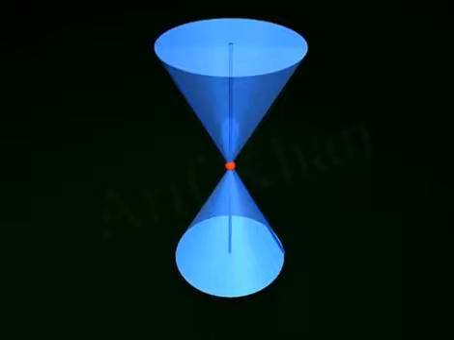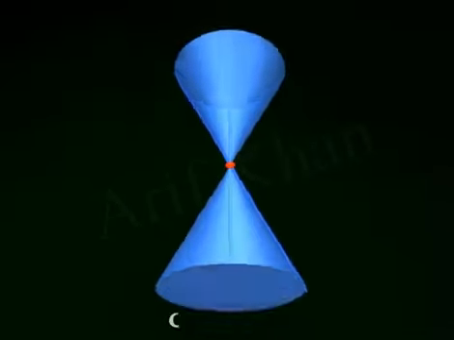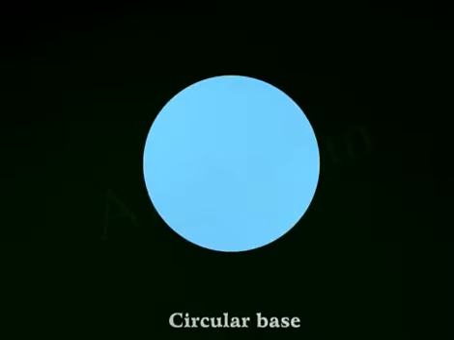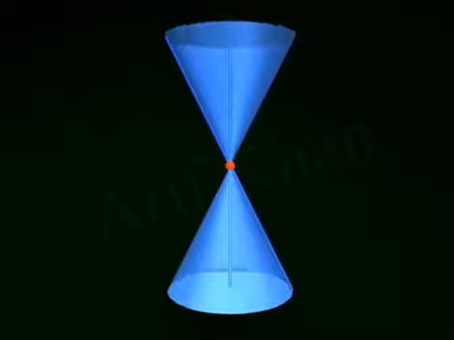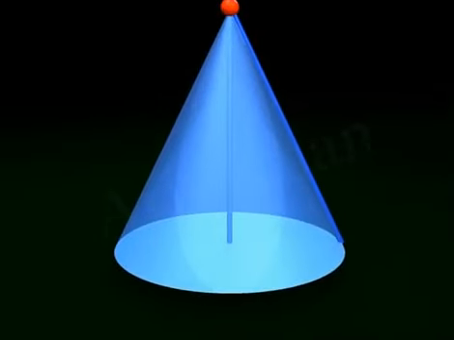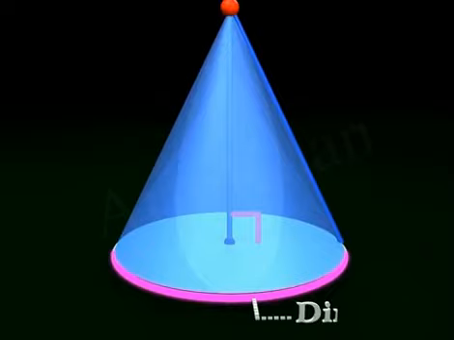The line that rotates about the vertex is called the generator, and the line that remains fixed is called the axis. A right circular cone has a circular base, and its axis is always the perpendicular line from the center of the base to the vertex. The perimeter of the base is called the directrix.